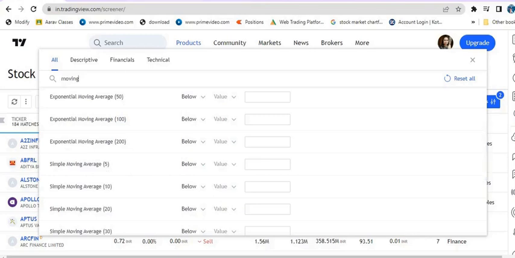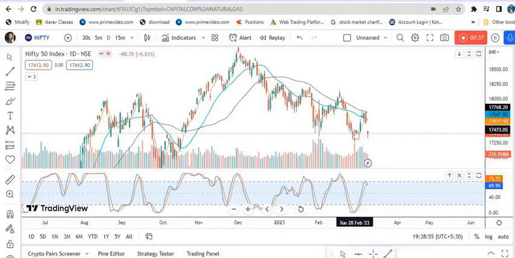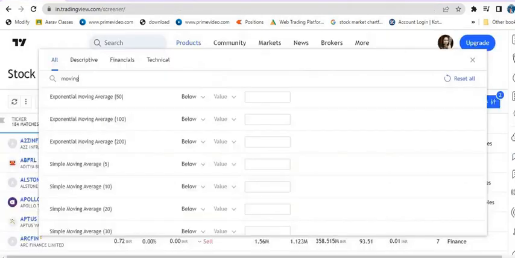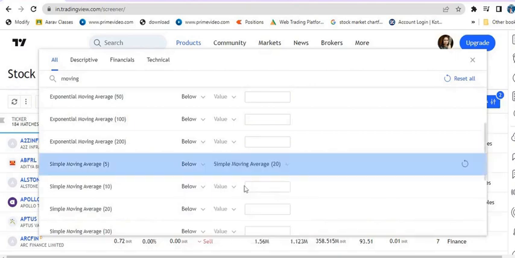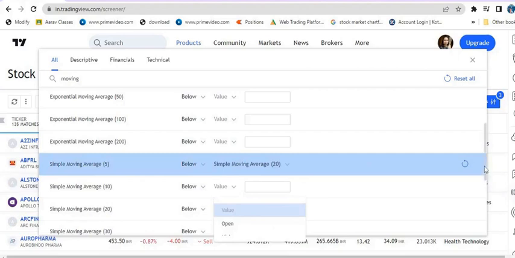So look into the Nifty chart. So this 6 is below moving average 20. So that we will define as simple moving average 5 is below simple moving average 20. Okay. Then the next condition is simple moving average 20 is below moving average 40, right?